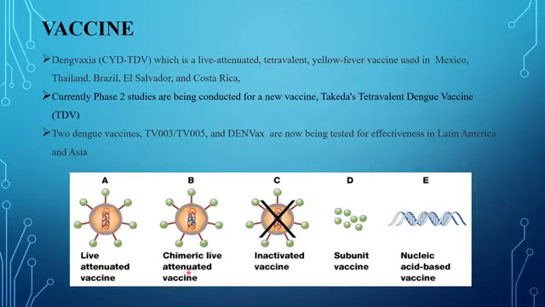These are the different types of vaccines which are in different trials of their production, for example live attenuated vaccine, chimeric live attenuated vaccine, inactivated vaccine, subunit vaccines, and nucleic acid based vaccines. These are the different types of vaccines on which research is continuous, and inshallah they will be used in future for the prevention of dengue virus infection.